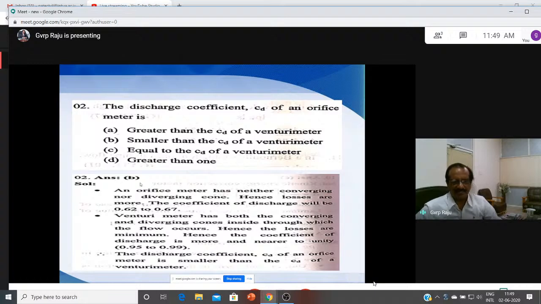This is a general discussion. An orifice meter has neither a converging nor a diverging cone, hence losses are more. The coefficient of discharge will be 0.62 to 0.67. A venturi meter has both converging and diverging cones through which the flow occurs, hence the losses are minimum, and the coefficient of discharge is more and near to unity. So the CD of an orifice meter is always smaller than the CD of a venturi meter.